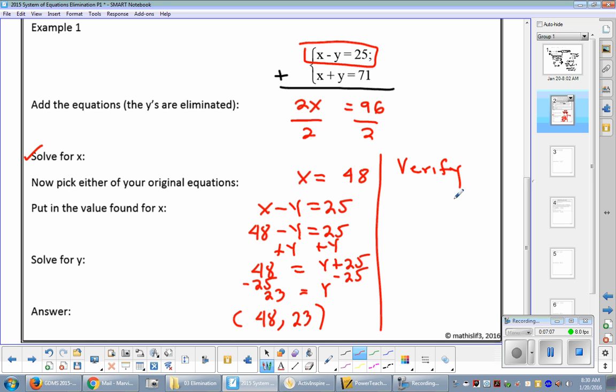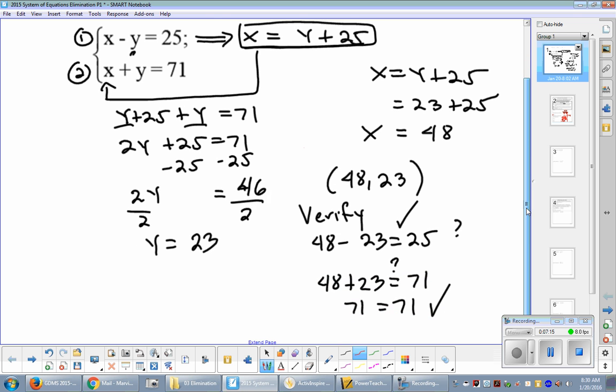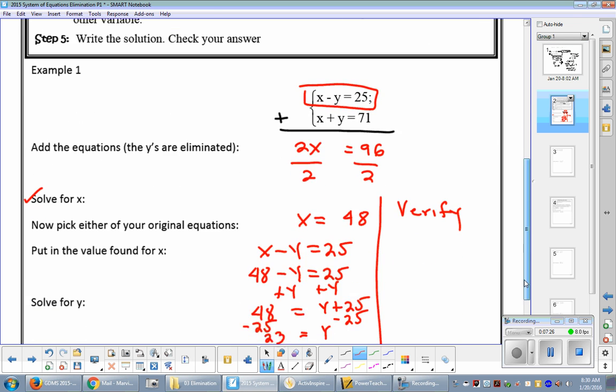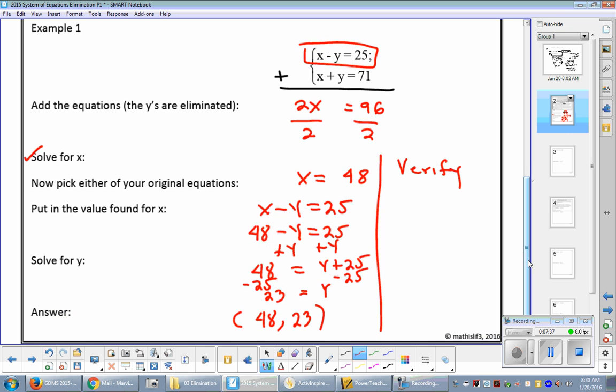Okay, so with the same system, if you look at our warm-up, we solved the system using substitution and we were able to get 48, 23. But look at all the work that we put in here compared to elimination. If you notice, with elimination we don't need to do that much work to solve this particular system. With this example, it just so happened that we eliminated our y, but it's okay also to eliminate our x variable.